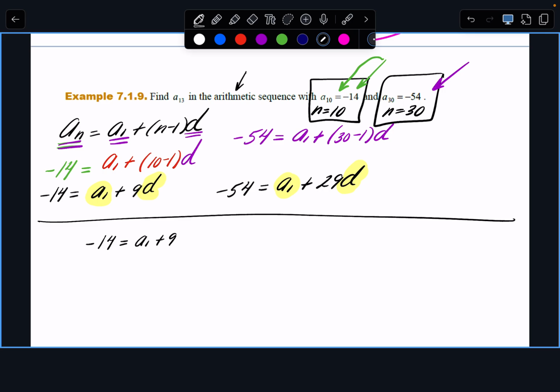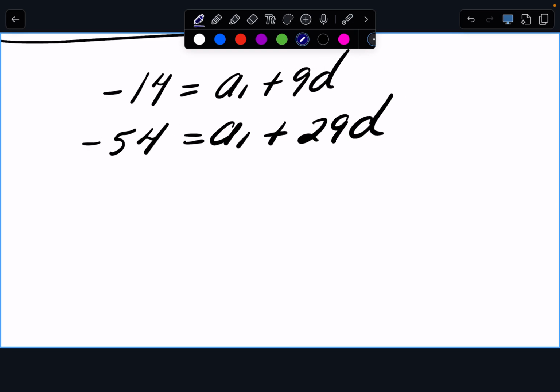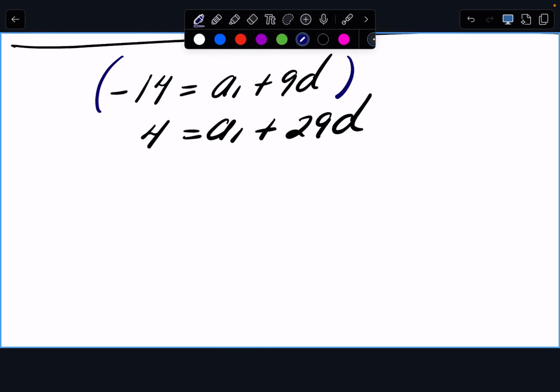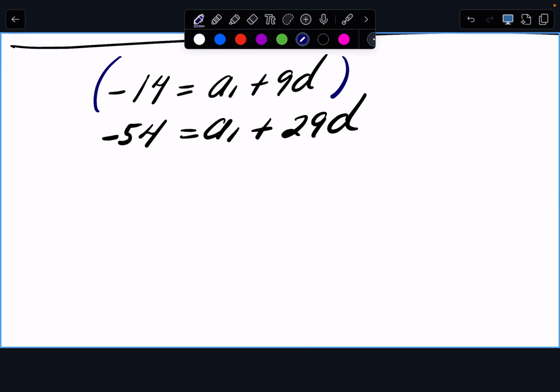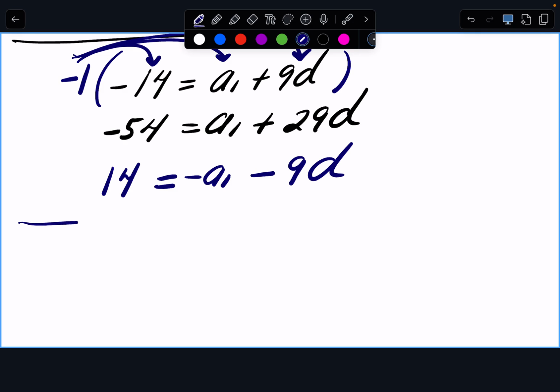So let's line them up. Negative 14 equals a sub 1 plus 9d. Negative 54 equals a sub 1 plus 29d. Okay, good. So you would like to use the elimination method and you want to eliminate a sub 1. Remember, with elimination, you're adding the equations together and having one of the variables eliminate. So Cutter has decided to eliminate a sub 1. Let's times the top equation by negative 1. So that'd be 14 equals negative a sub 1 minus 9d.